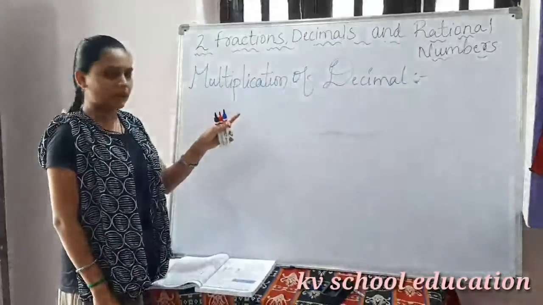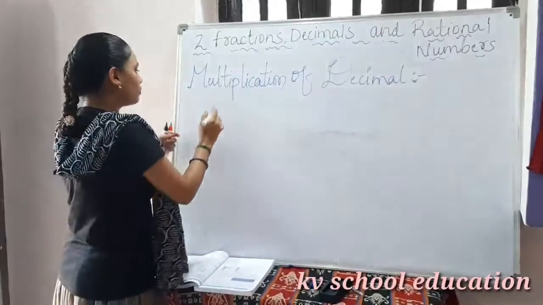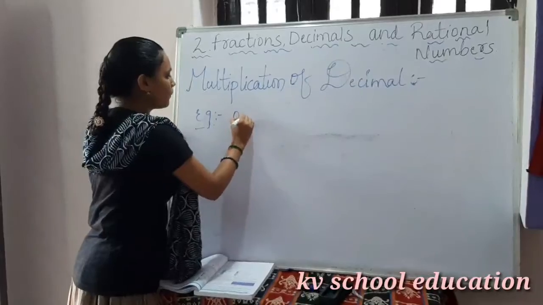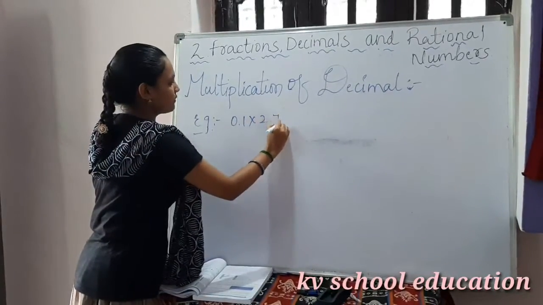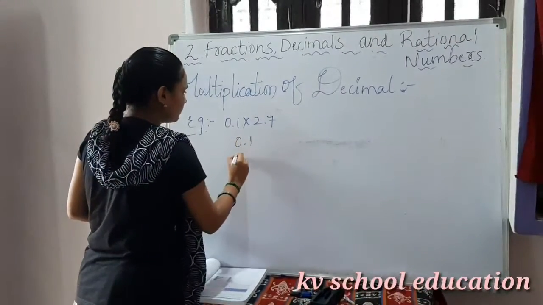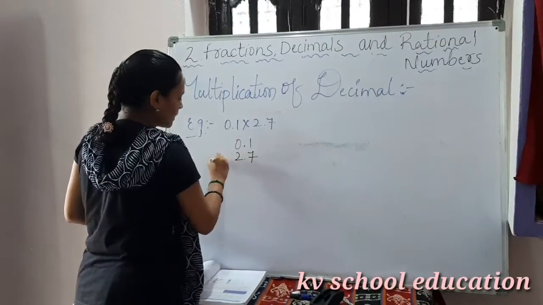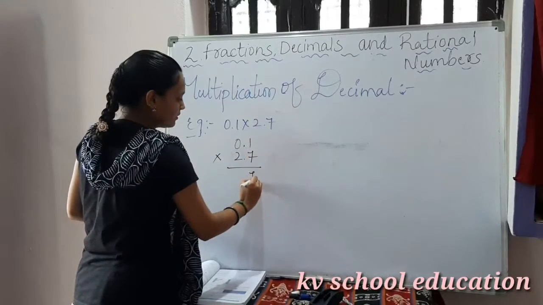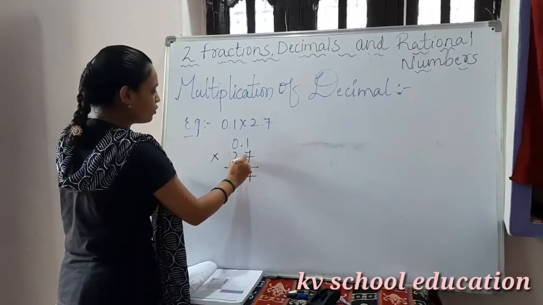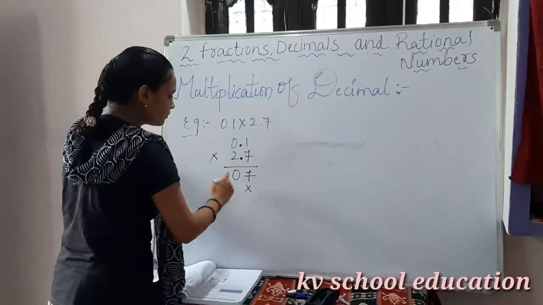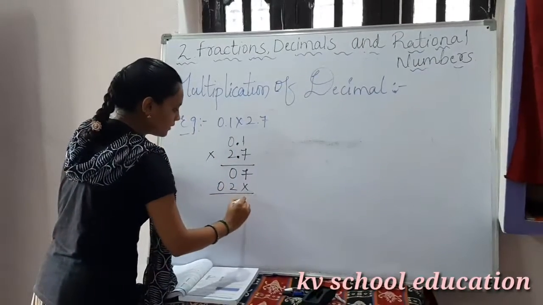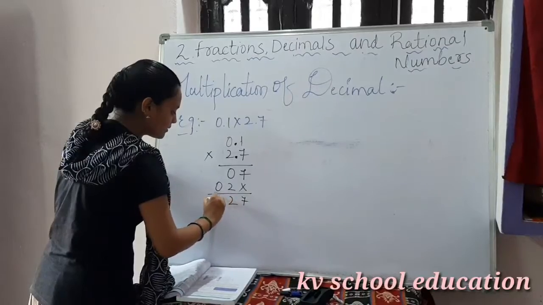Now the next topic is multiplication of decimals. We'll take an example and multiply. 0.1 into 2.7. Now we should multiply 0.1 and 2.7. 7 ones are 7 and 7 zeros are 0. Don't take the point just now, we'll take it after the solution. Here 2 ones are 2 and 2 zeros are 0. Here 7, 2 and 0.